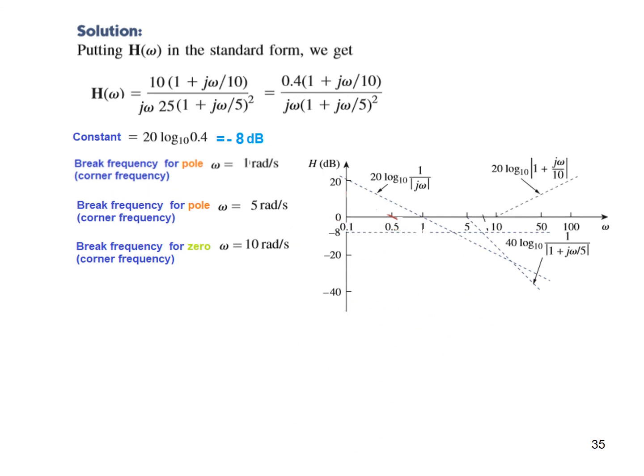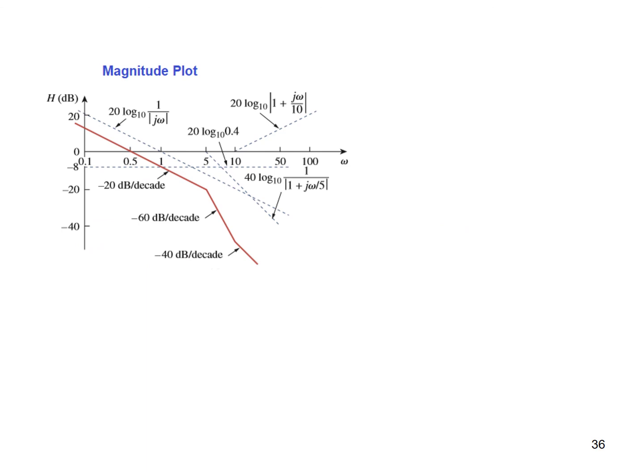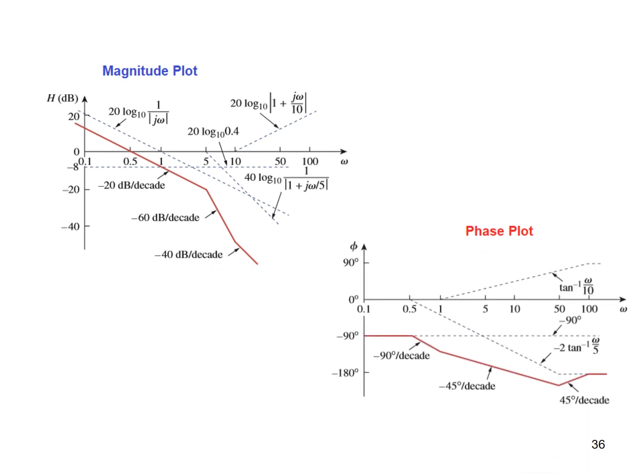And next we plot for the zero, it is at 10 dB, at frequency 10 radians per second, and its slope is going positive at 20 log, or with the 20 dB per decade slope. So we have plotted all four. So this is the final result. By adding all the four components, you can get the final magnitude plot. And in the similar way, we can get the final phase plot by drawing the phase angles. I have not gone into the details. I'm sure by now you have learned so much that you can do it yourself.